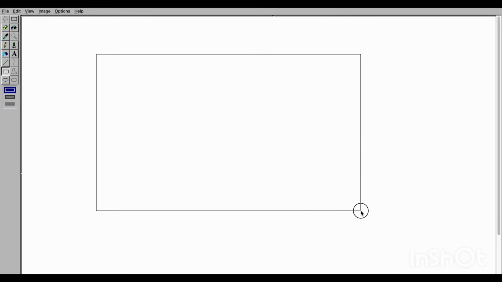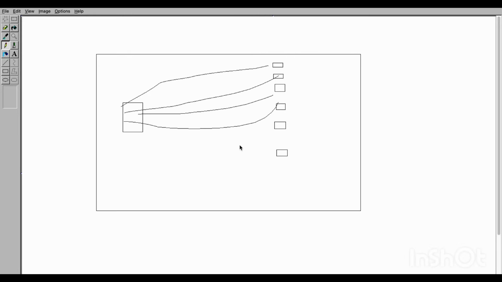For example, this is our system. This is one main server, and these are the users. Every time a user wants anything, it will come to the main server. But the problem is that it will increase the latency. Latency means time, and also the load on the server.